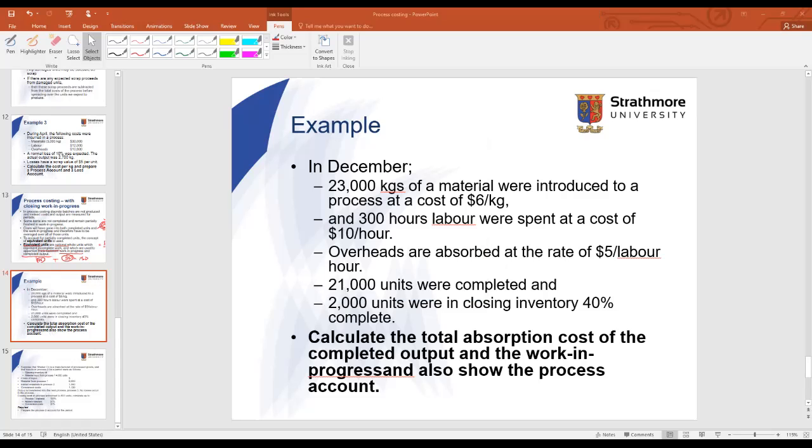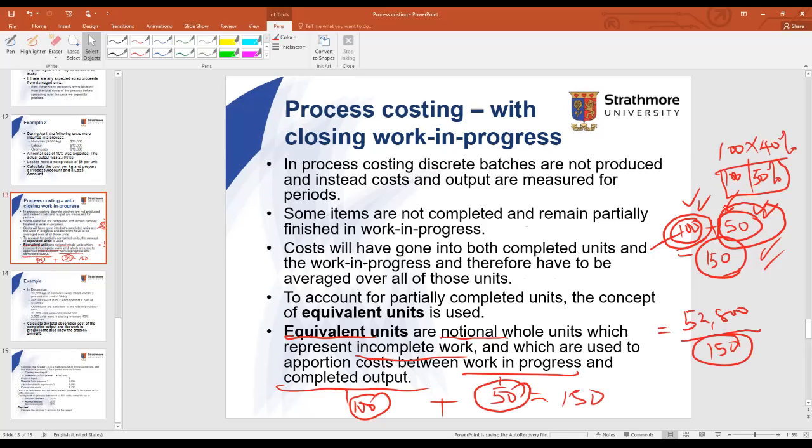Oh no, I was asking if you could please explain the discrete batches part. I never got the meaning of that. Okay, fair enough. What happens in process accounting, what we mean by the term discrete batches, it's not the best term to use.